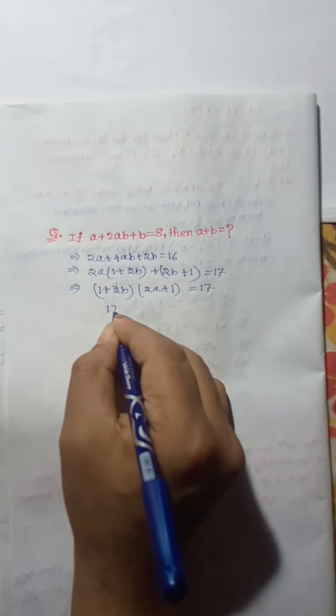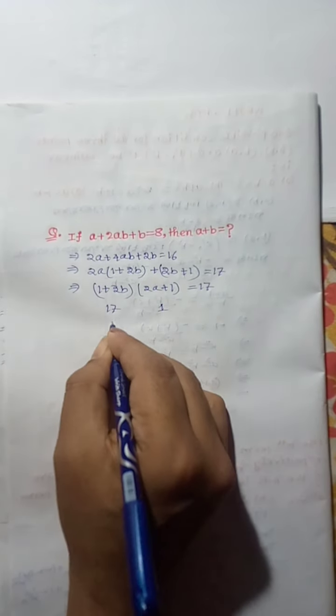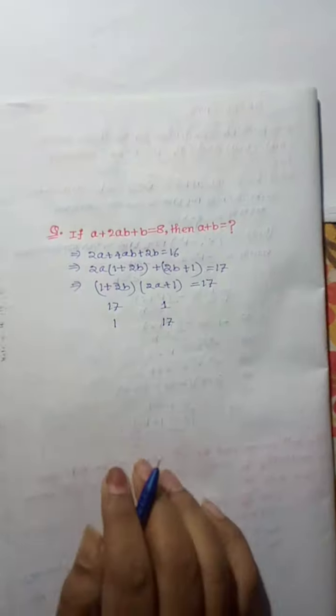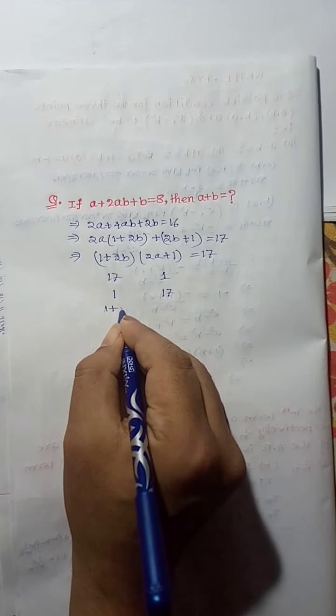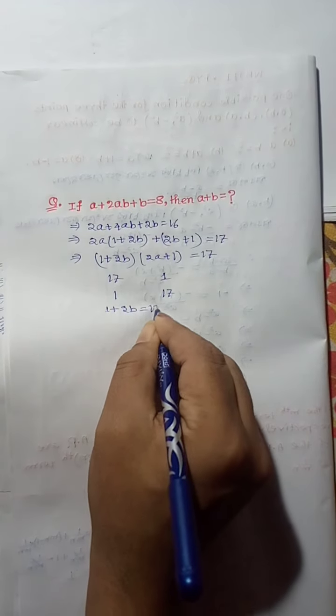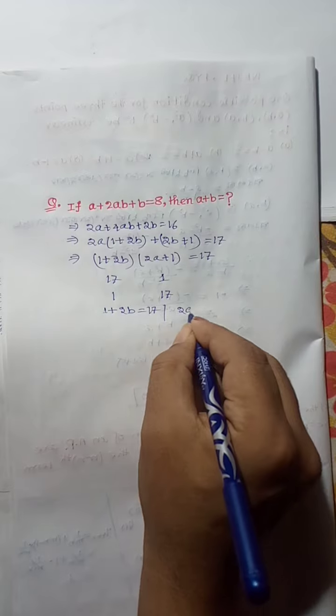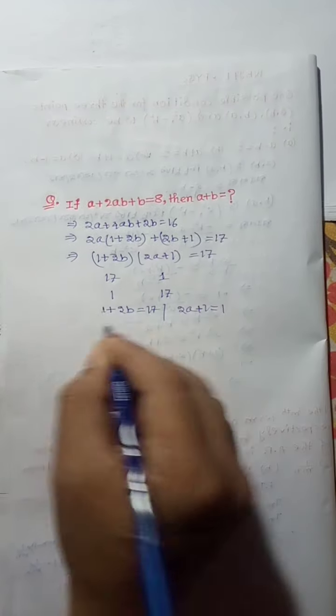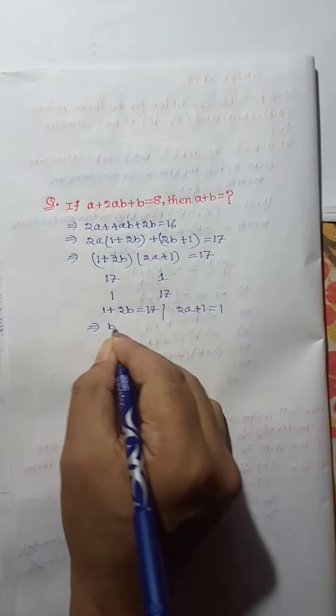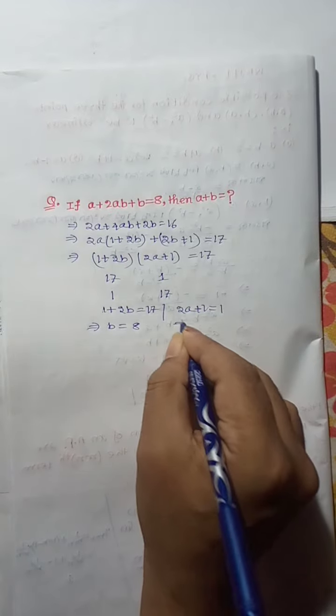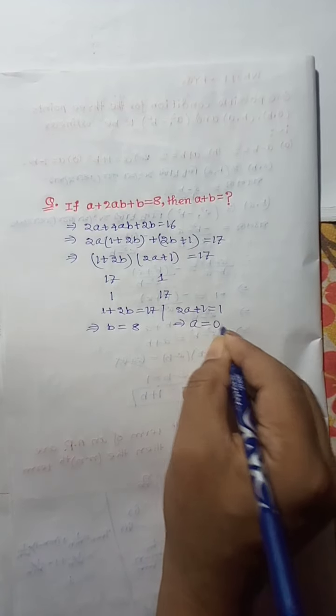So this is 17 and this is 1, or this is 1, this is 17. So taking one value, we are getting 1 plus 2b equal to 17 and 2a plus 1 equal to 1. So from here we will get b equal to 8, and from here we will get a equal to 0.